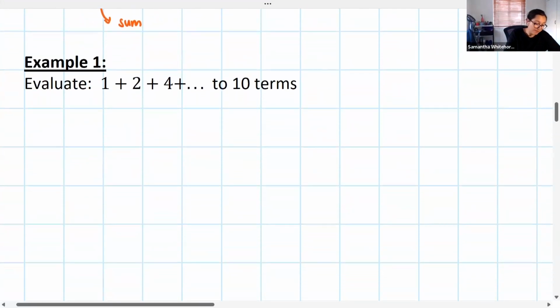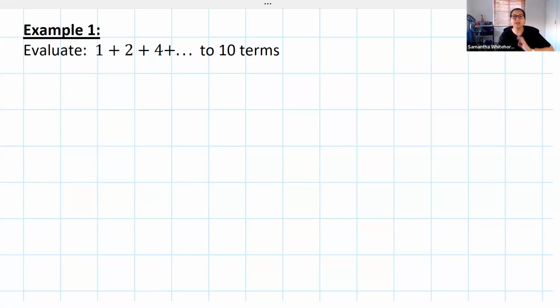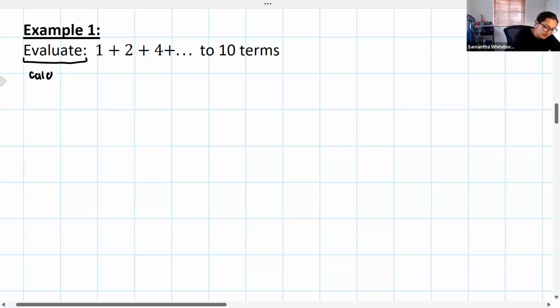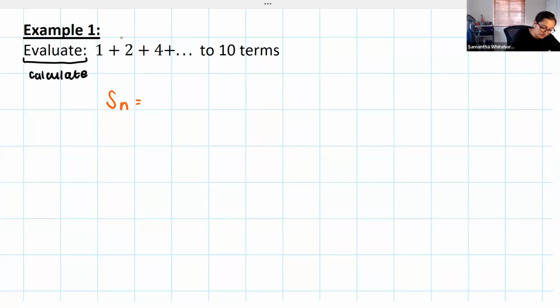Right, let's have a look at example 1. We have: evaluate 1 plus 2 plus 4 plus etc. to 10 terms. Firstly, when it says evaluate, this isn't anything that we need to stress over. It's basically just saying calculate the sum, or calculate the value of. So evaluate 1 plus 2 plus 4 plus so on means find the sum of this geometric series to 10 terms. That means we're going to have to use the formula that I've just mentioned to you, and I'm going to write it down a few times, so it's going to eventually stick in your heads.